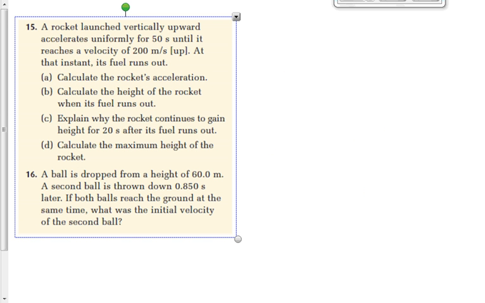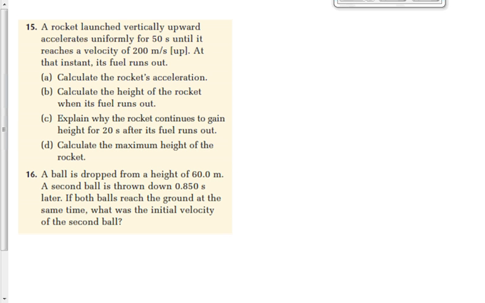Okay, we had two more questions that we needed to go over from that page, 15 and 16. 15 said a rocket launched vertically upward accelerates uniformly for 50 seconds until it reaches a velocity of 200 meters per second up. At that instant, its fuel runs out. Calculate the rocket's acceleration. Calculate the height of the rocket when its fuel runs out. Explain why it continues to gain height for 20 seconds after its fuel runs out, and then calculate its maximum height of the rocket. This is a hard question too.